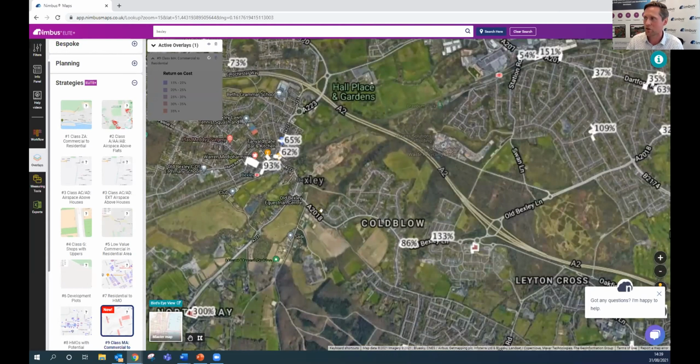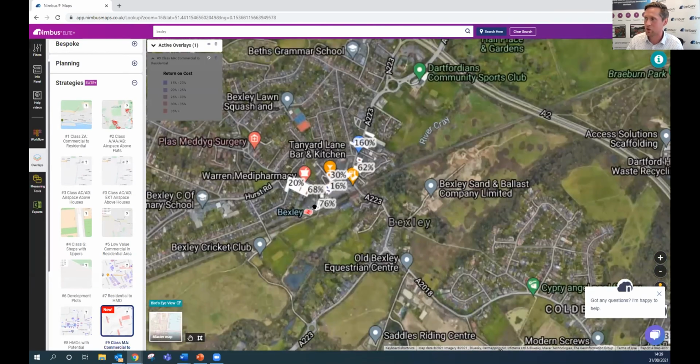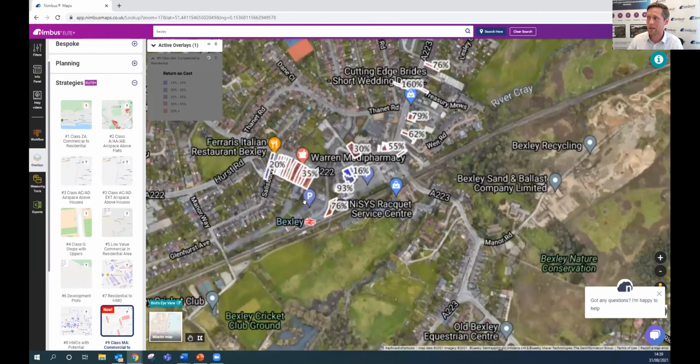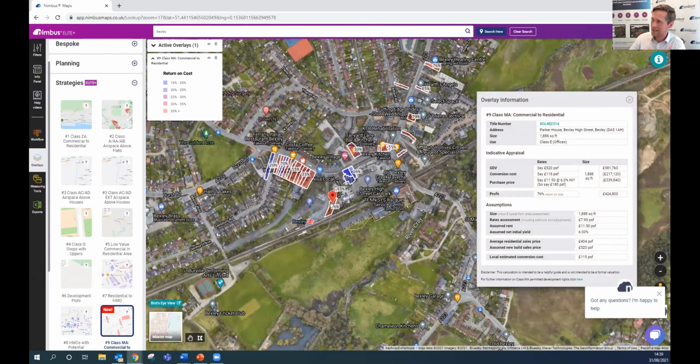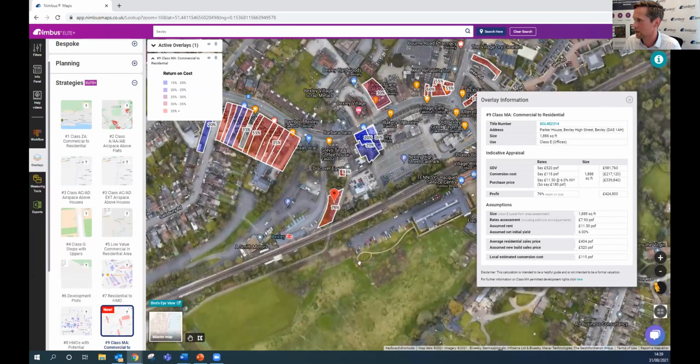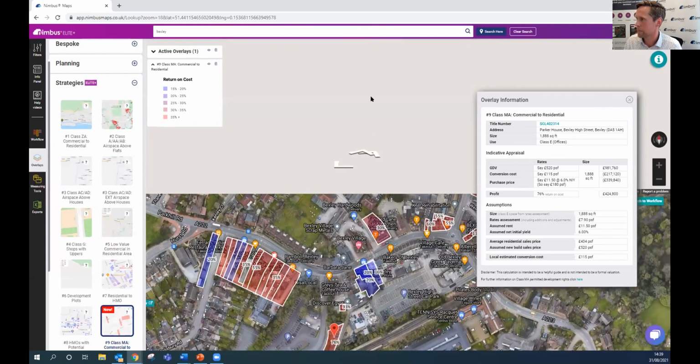So this is now plotting across the map some Class MA opportunities, and those opportunities are showing across with a color code on the back of them, in effect. So here, I think we've probably found something. Let's have a look at what this looks like. Let's just drop into the map. Here we go.